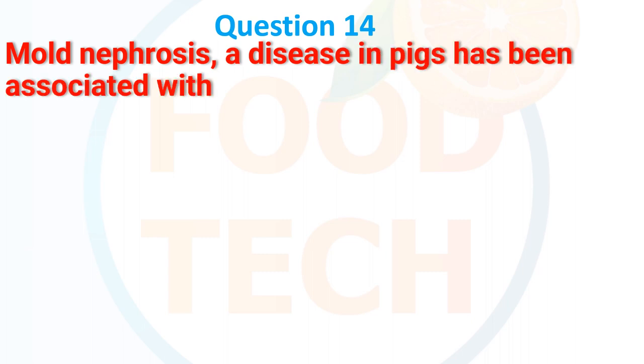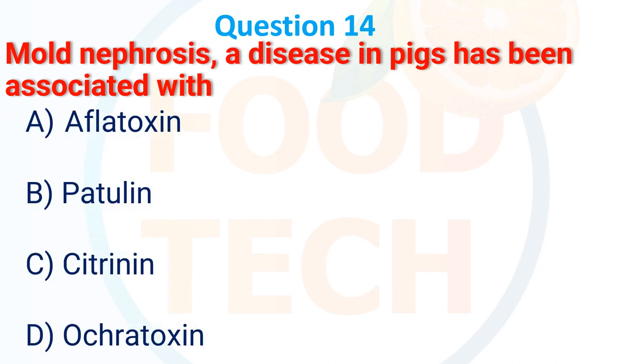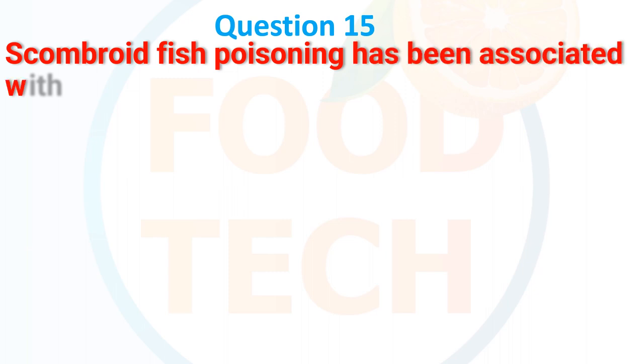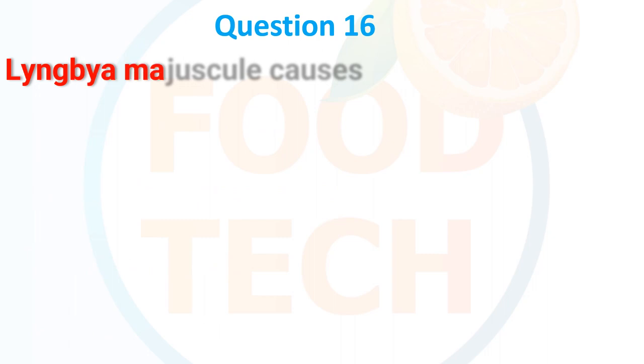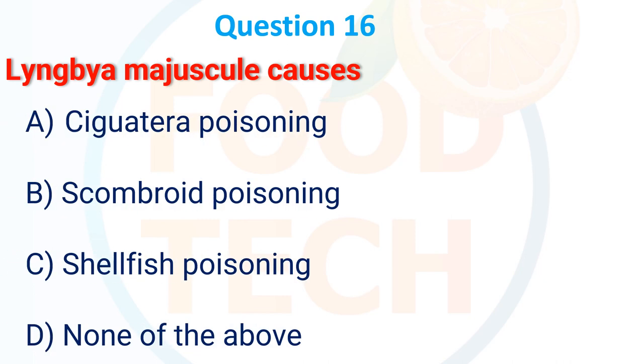Necrosis, a disease in pigs, has been associated with A. aflatoxin, B. patulin, C. citrinin, D. ochratoxin. The answer is citrinin. Scombroid fish poisoning has been associated with A. Proteus morganii, B. Klebsiella pneumoniae, C. Lyngbya majuscula, D. both A and B. The answer is D, both A and B. Lyngbya majuscula causes A. ciguatera poisoning, B. scombroid poisoning, C. shellfish poisoning, D. none of the above. The answer is A.